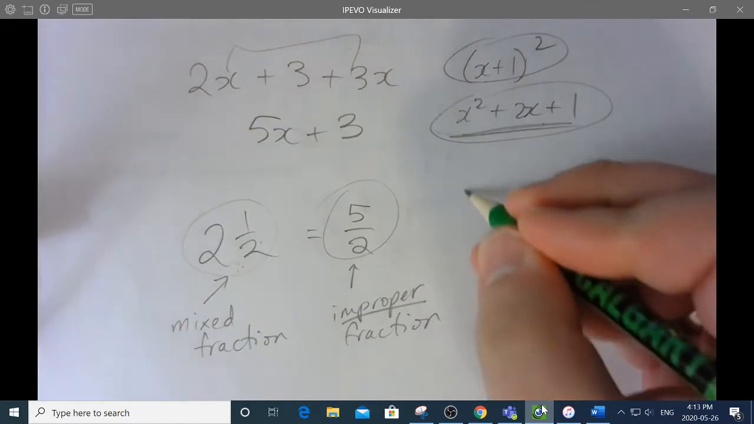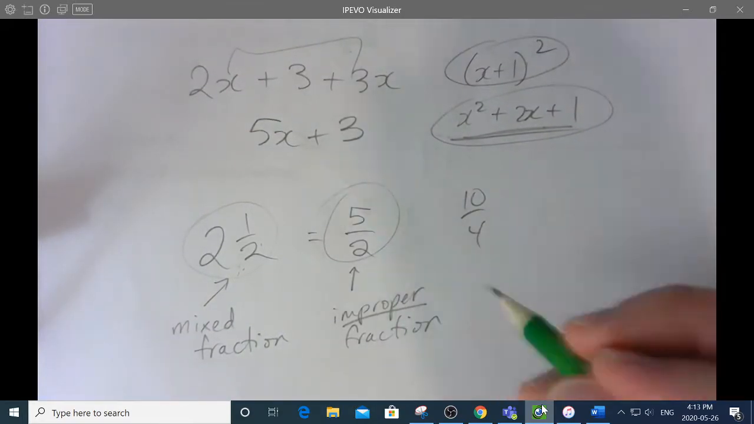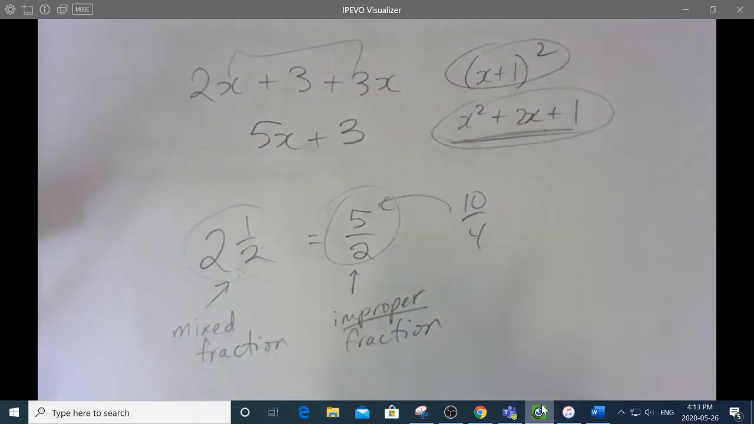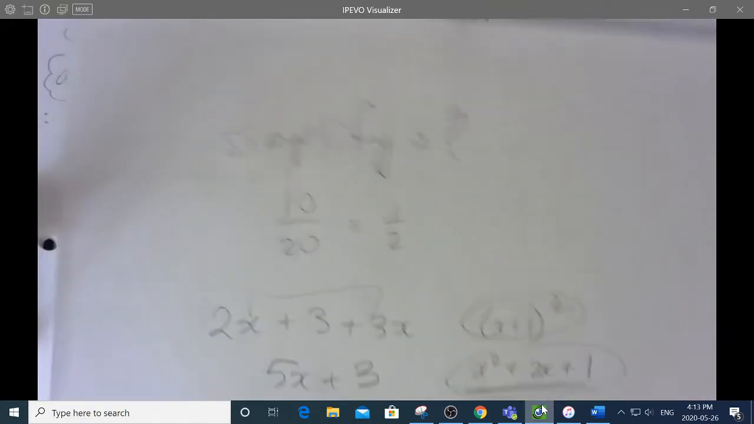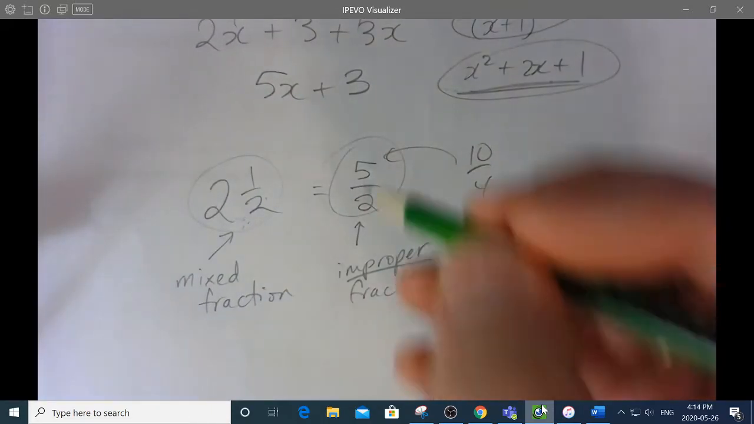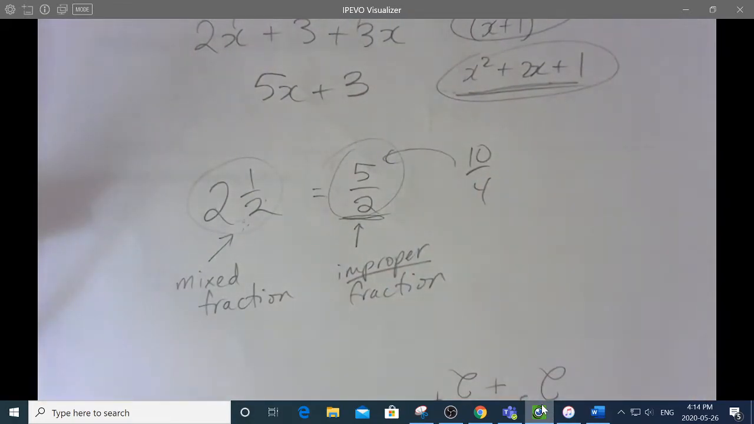Of course, if you had the answer 10 over 4, that's still not simplest form. You'd have to change it to this because, again, it's simplifying fractions. But to most people, the improper fraction is the simpler form.